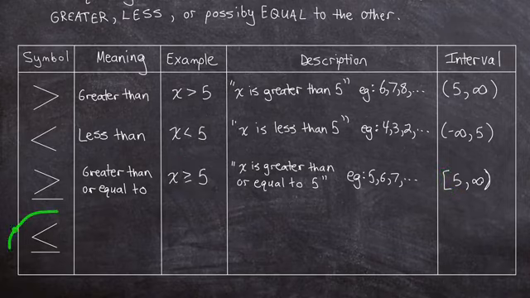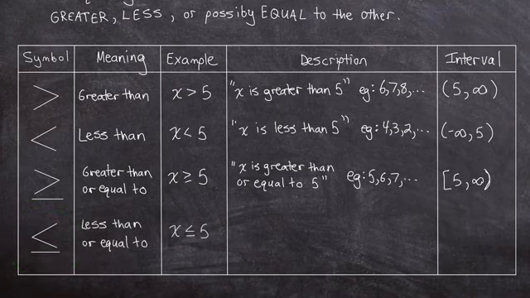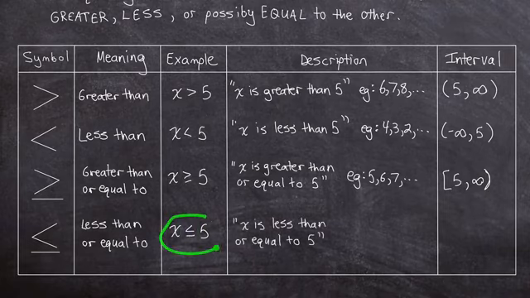And now on to the last symbol. This symbol is the less than or equal to symbol. So for this inequality, reading from left to right, it would say that x is less than or equal to 5. So the set of x values that this inequality is describing would be, for example, any x value 5 or less. So 5, 4, 3, and so on.